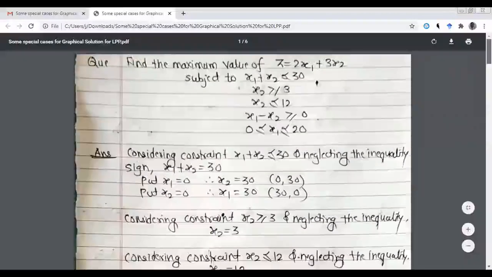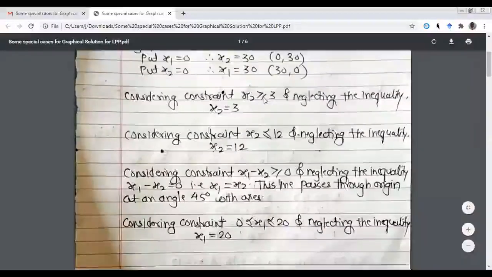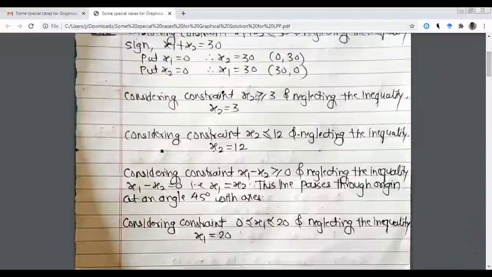Now the second constraint that we have is x2 greater than or equal to 3, right? Again here we are going to neglect the inequality sign, and hence we get this constraint as x2 equal to 3 only, right? Similarly, we have another constraint, x2 less than or equal to 12. Here we can neglect the inequality sign, and we get the constraint line as x2 equal to 12.